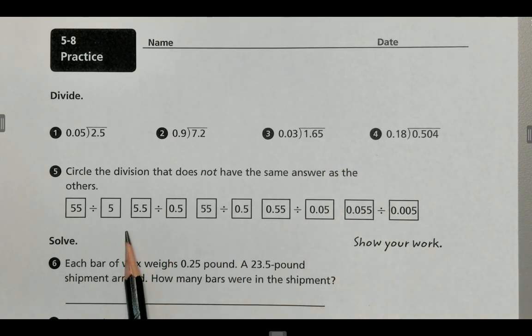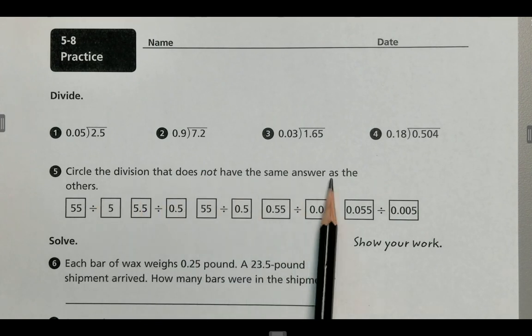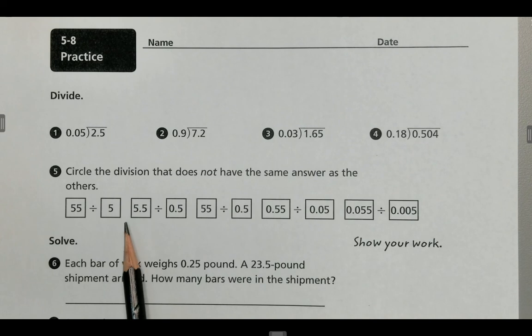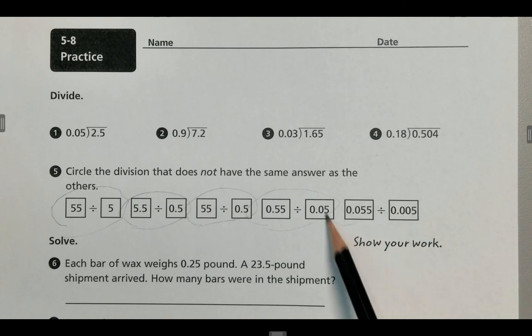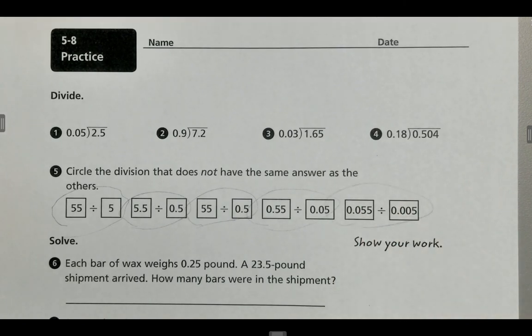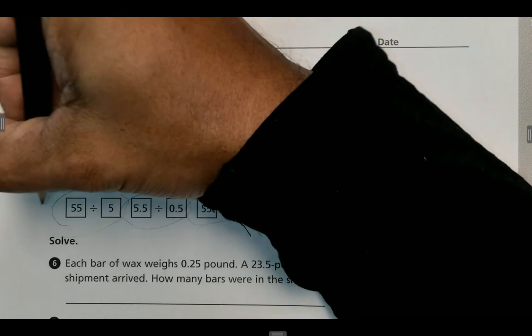Number 5, the task is to circle the division that does not have the same answer as the others. In other words, one of these division expressions is not like the others. And so you have to visualize them. I'm just going to kind of circle them off. Some of these are mental math, and some of these maybe won't be. Let's see, 55 divided by 5. I think you know what that is as mental math. How many times does 5 go into 55? This is 11.